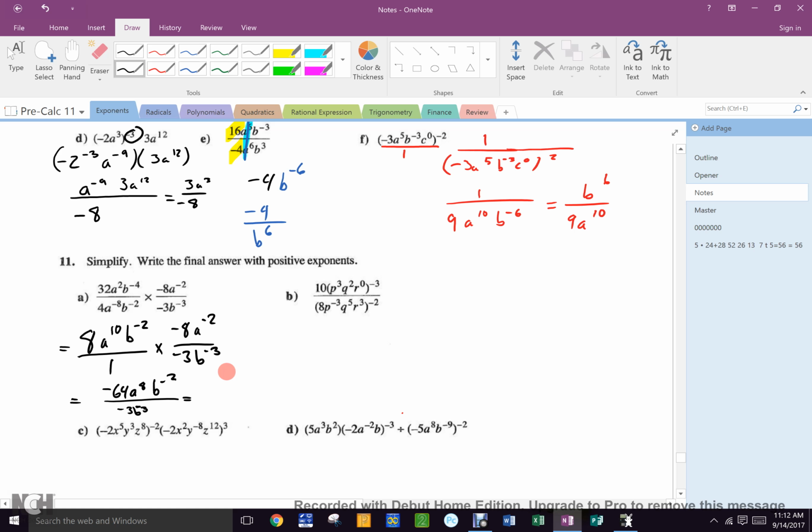So where does it go? In the numerator. And in the denominator, now I got to deal with 3 and 64. What do you notice about both of them?